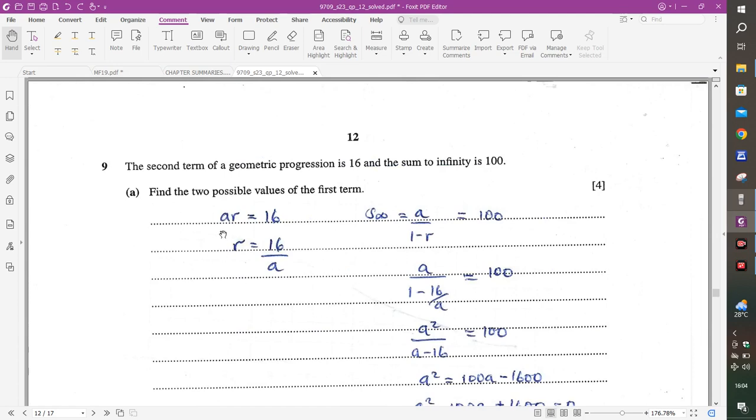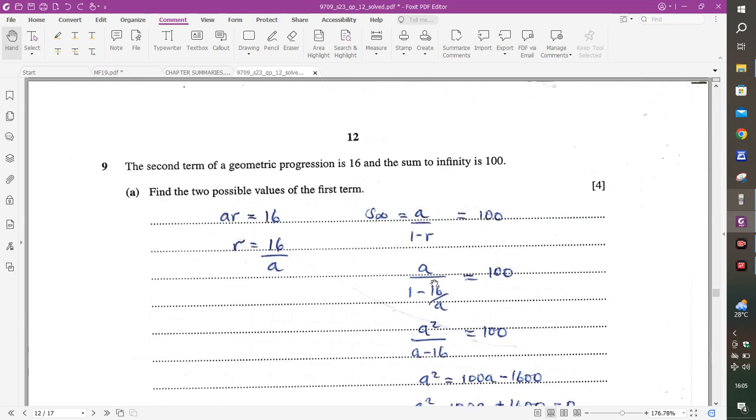Number 9, the second term of a GP is 16 and the sum to infinity is 100. Find the two possible values of the first term. So the second term of a GP is given by AR. Okay, AR is equal to 16. That means I can write R as 16 over A. I express R in terms of A. And then the sum to infinity of a GP is given by A over 1 minus R. So which is equal to 100.